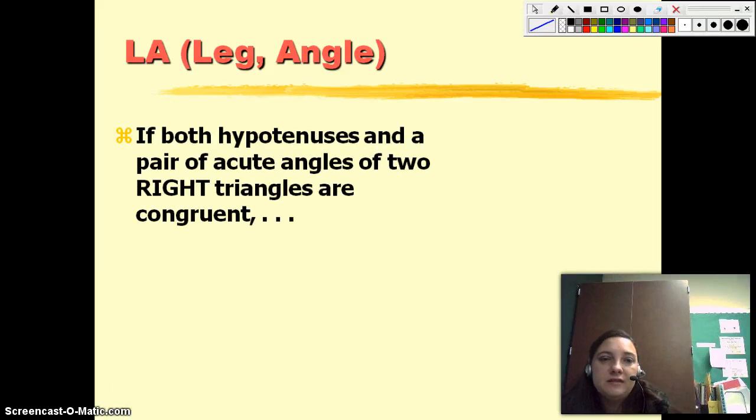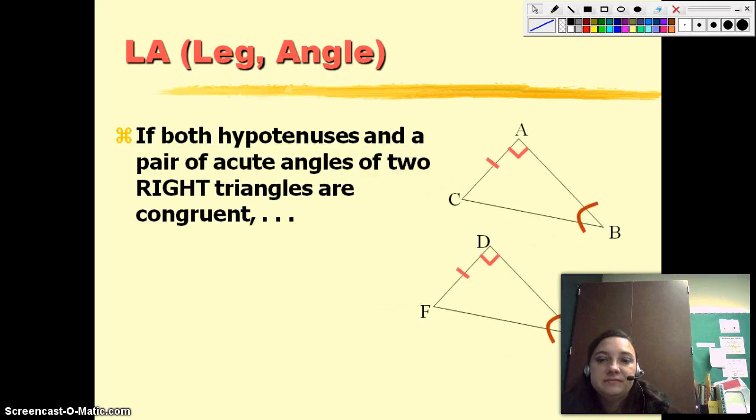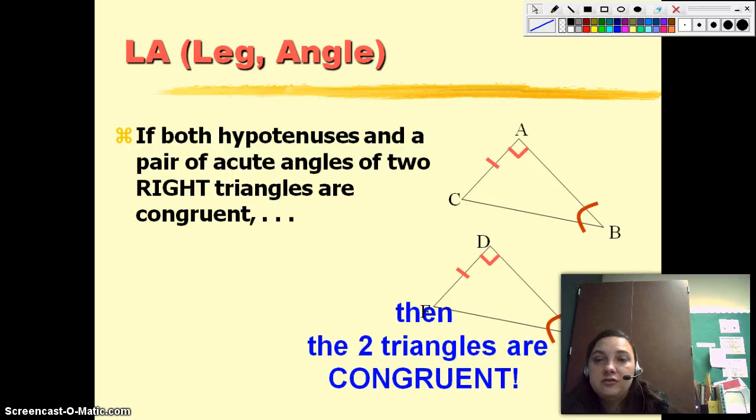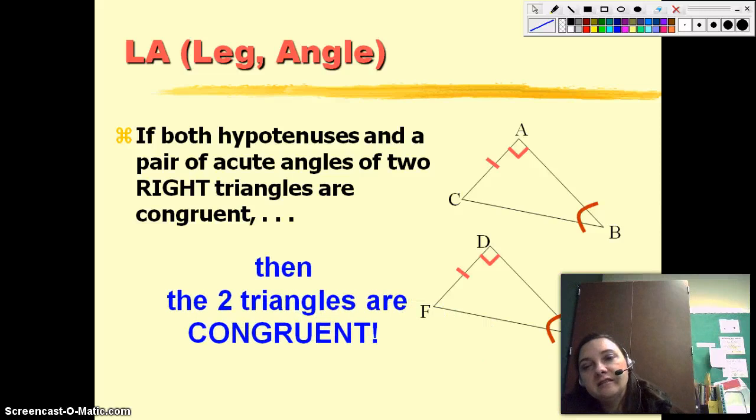If both hypotenuses and a pair of acute angles of two right triangles are congruent, then the two triangles are congruent. Okay, this is another variation of angle, angle, side. We can see we have the angle B corresponding to angle E, and angle A corresponding to angle D, and then we have AC corresponding to DF. So that gives us another variation of our angle, angle, side for leg angle.